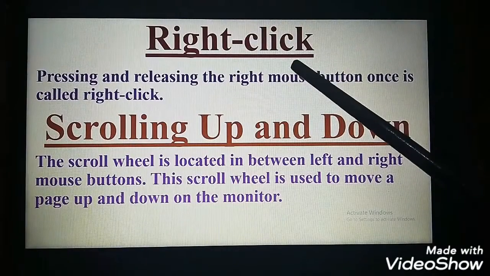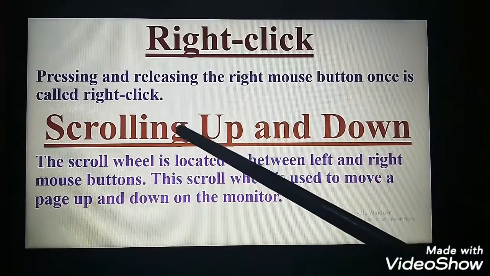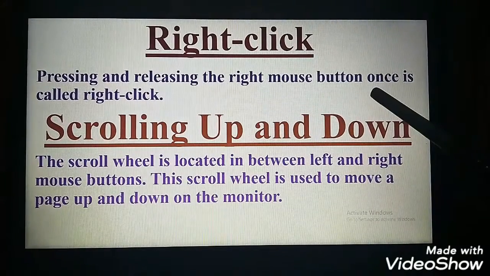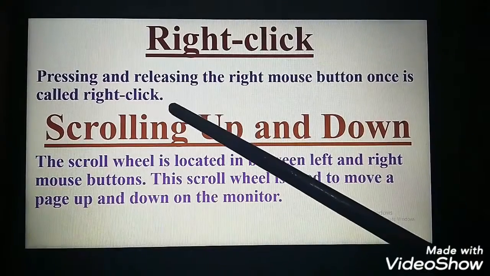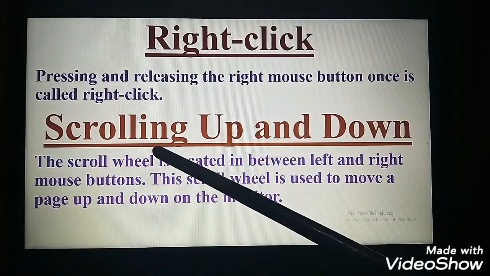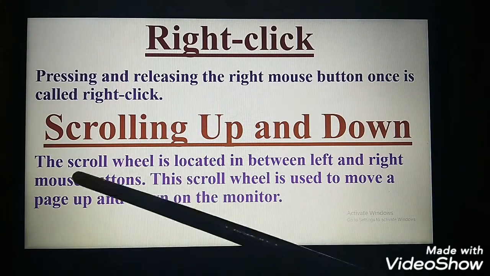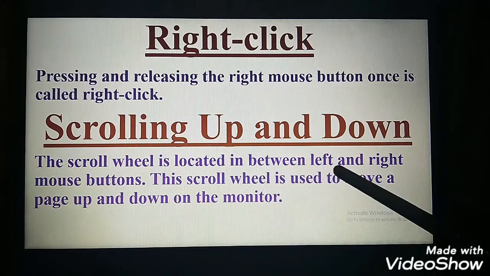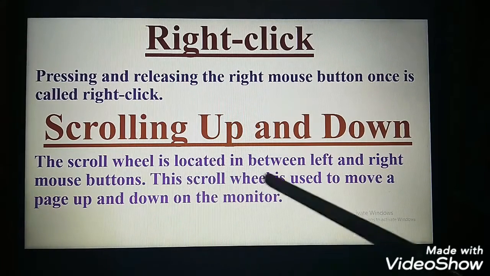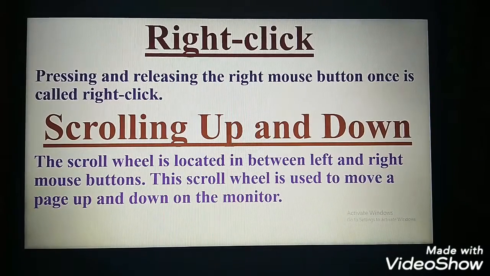Next, right click. Pressing and releasing the right mouse button once is called a right click. Scrolling up and down: we have learned before that it is done with the scroll wheel. The scroll wheel is located in between the left and right mouse buttons. This scroll wheel is used to move a page up and down on the monitor.